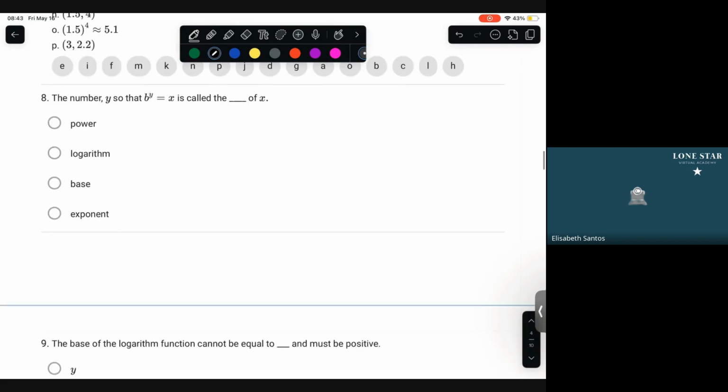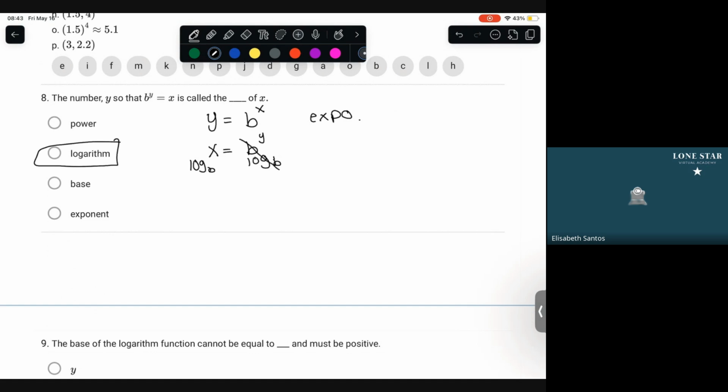Okay, so let's look at number 8. It says the number y, so that b to the power y is x, is called the logarithm. What's happening there is, if we start with y equals b to the power of x, this is exponential. If x and y switch, and then we try to solve for y, we have to take the log of the same base here. This will cancel, and we're left with y equals log base b of x. And that is called the logarithm. These two are inverses of each other.